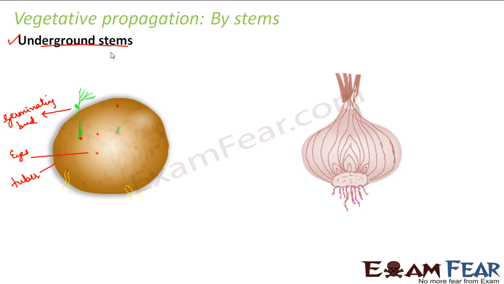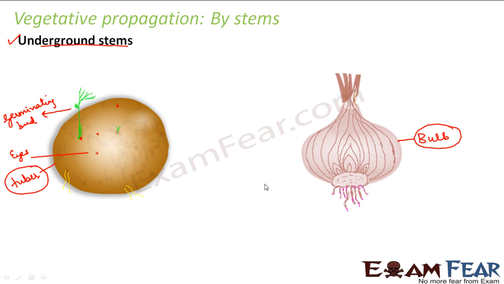Similarly, if we take the example of onion, the bulb of the onion, this swollen portion of the onion is known as the bulb of the onion. Like how it is called the tuber of potato, similarly it is called the bulb of onion. It is a short underground vertical shoot with thickened leaves. So this is also a vertical shoot.